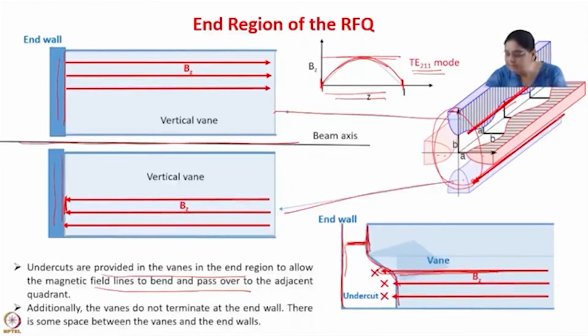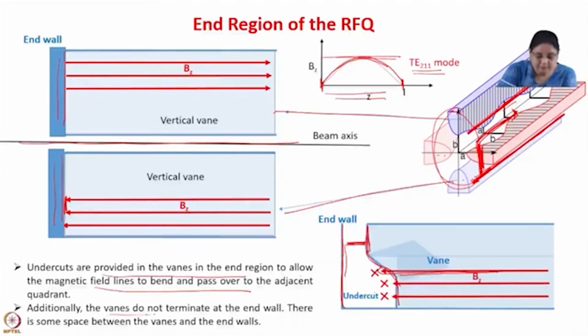So this magnetic field line comes here. Now there is a space between the vane and the end wall, so they can bend over and move on to the next quadrant like this. When they bend over, this magnetic field is not the normal component of magnetic field, so it is allowed. This component of magnetic field is allowed.